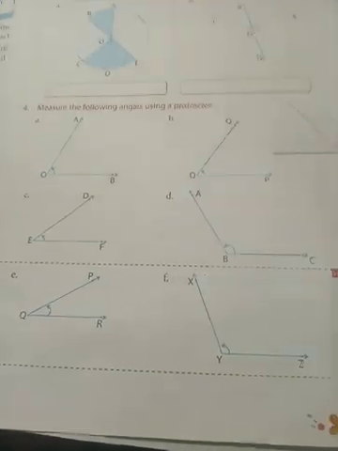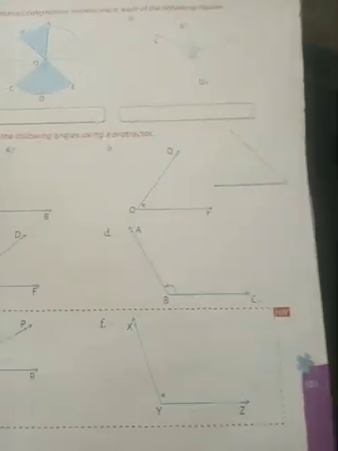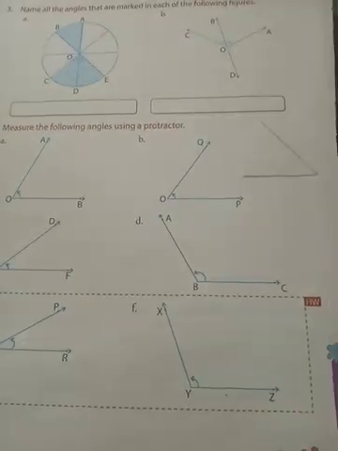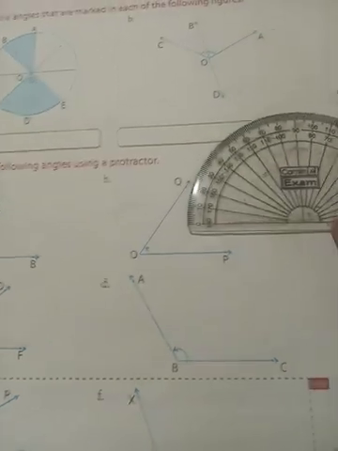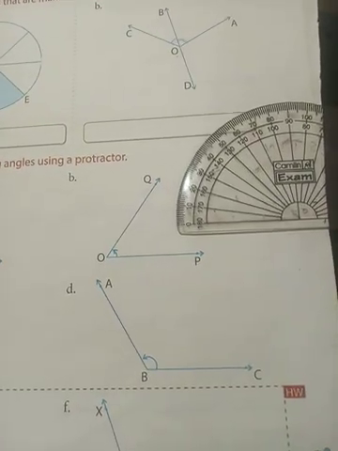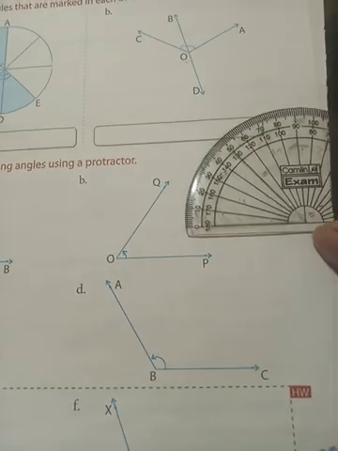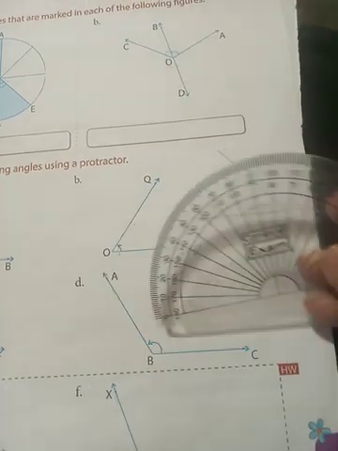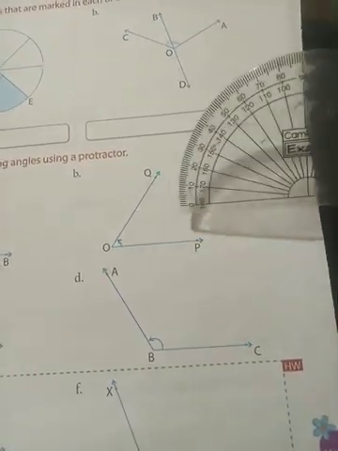If an angle is formed this way, we have to use the protractor to measure it, understand? That time we will use that one. I am going to explain that to you. Here you can see I placed the protractor. This is my protractor, and I am placing it like this.